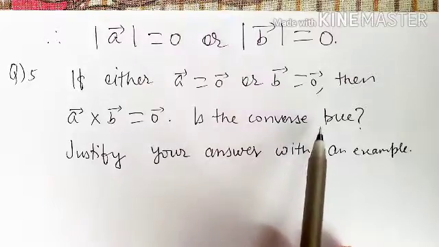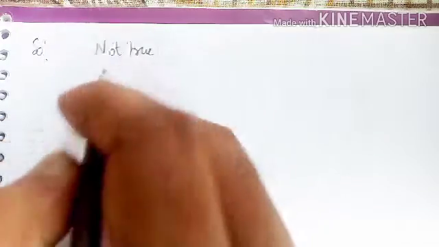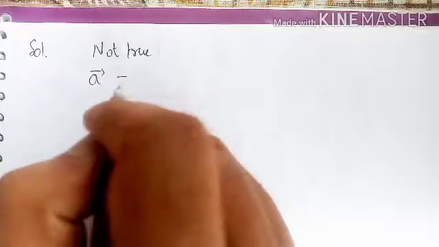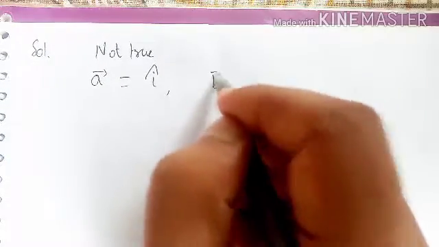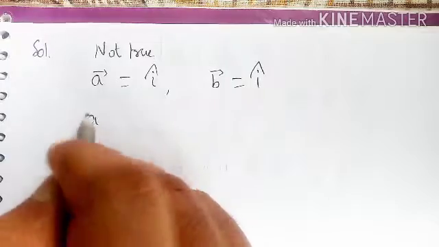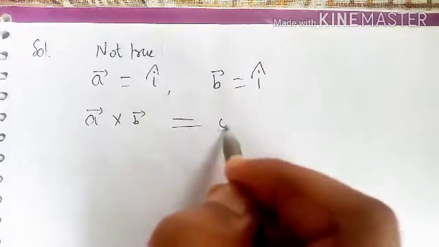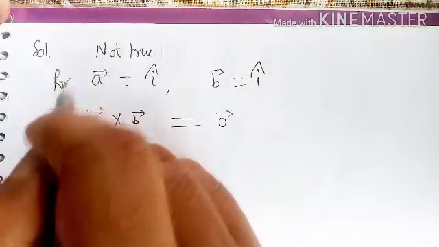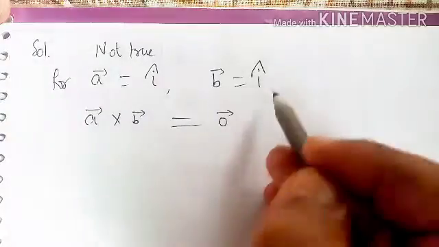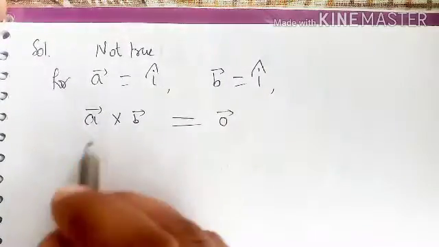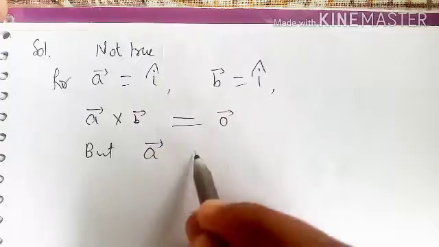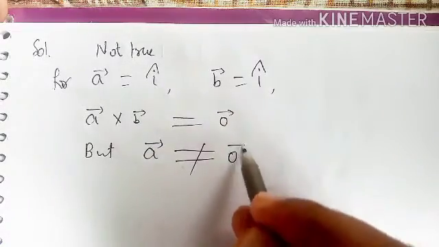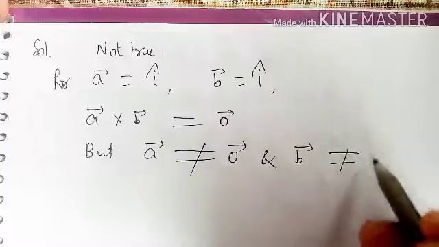Is the converse true? Justify your answer with an example. The converse is not true, because if we take vector A is equal to i cap and vector B is also equal to i cap, then we have A cross B is equal to 0 vector, because i cross i is 0, but vector A is not equal to 0 vector and vector B is also not equal to 0 vector.